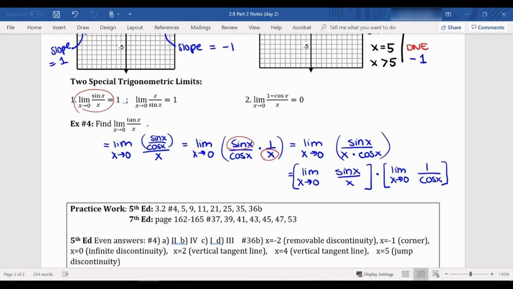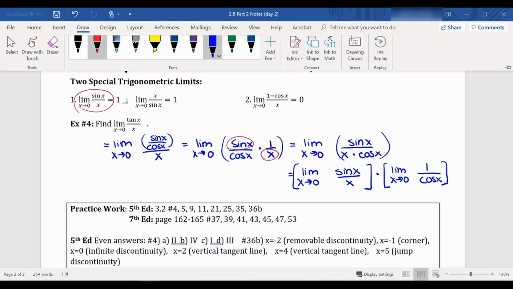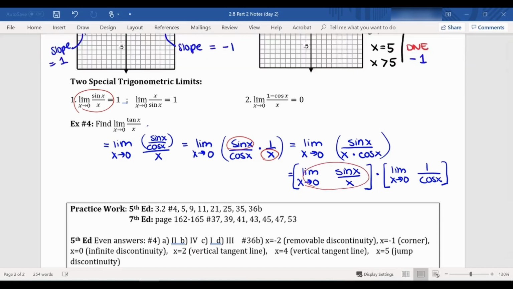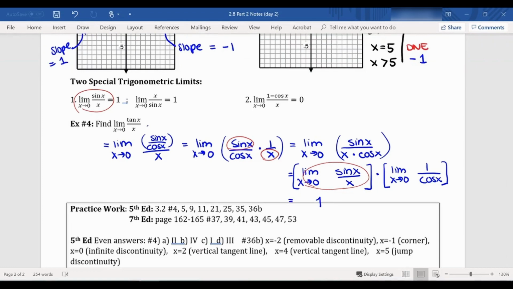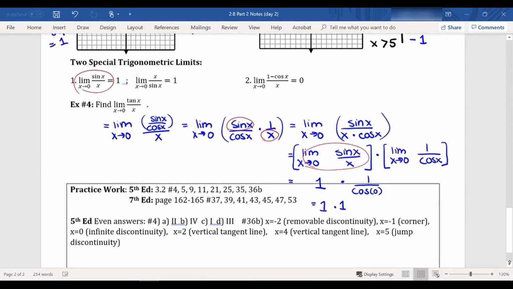And now I can evaluate this. I have my special limit here. This is equal to 1. And the limit as x approaches 0 of 1 over cosine is 1 over cosine 0. And remember, cosine of 0 is equal to 1. So this is 1 times 1, which is equal to 1.